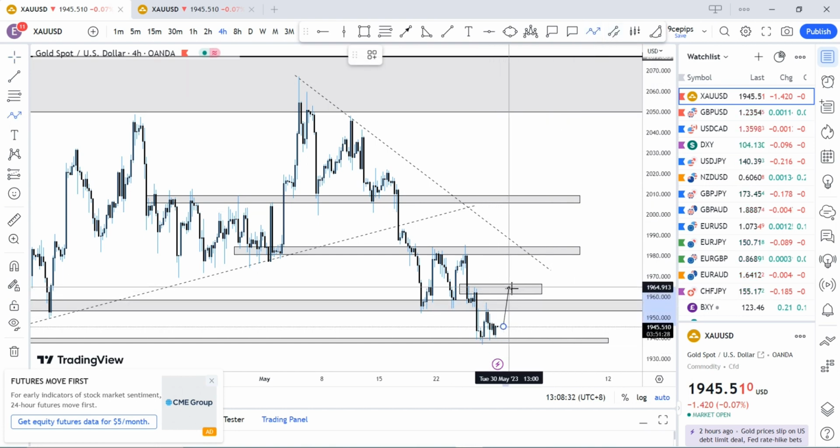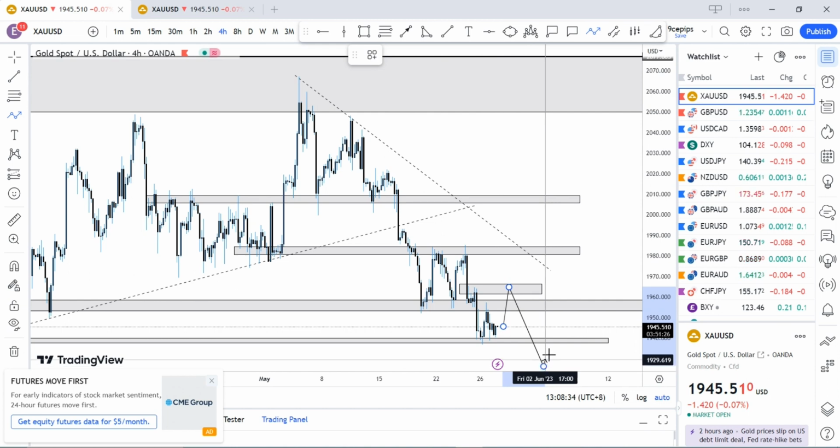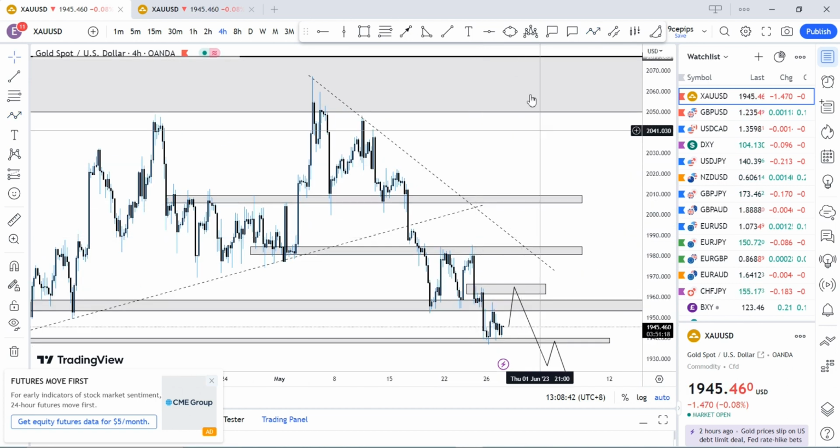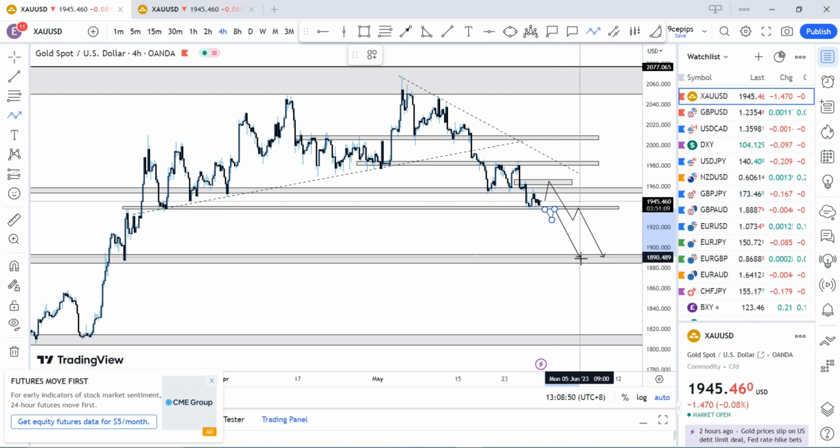So either price pushes back into these regions, continues to the downside, creating a new low, pulls back, and then we'll continue to the downside here. Or we could just get a direct break of price around here, retest, and then we'll also continue to the downside.